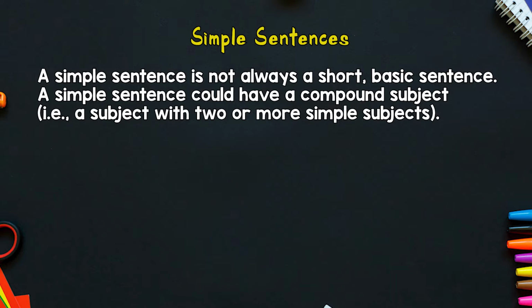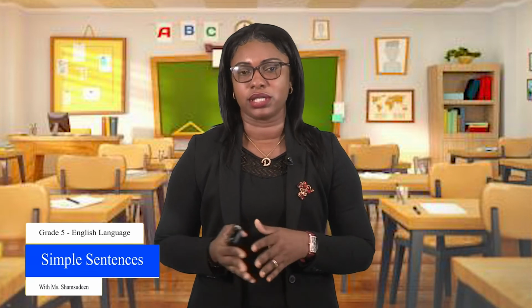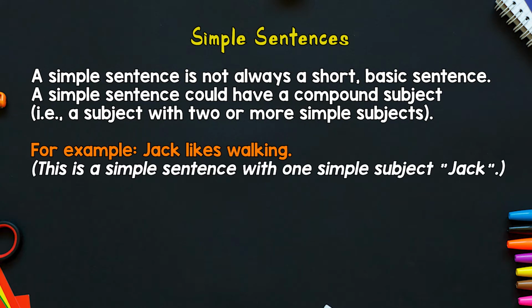A simple sentence could have a compound subject. Now, what do I mean by compound subject? If you can remember, when we talk about compound, we're talking about two things, okay? So we're saying that in a simple sentence, you could also have two subjects, two simple subjects that would be. For instance, Jack likes walking. Now that is a basic, very simple sentence. Now if we want to compound the subject, we could clearly see that the sentence is talking about Jack. So Jack therefore is our subject.